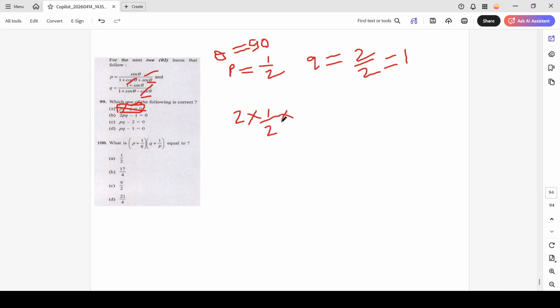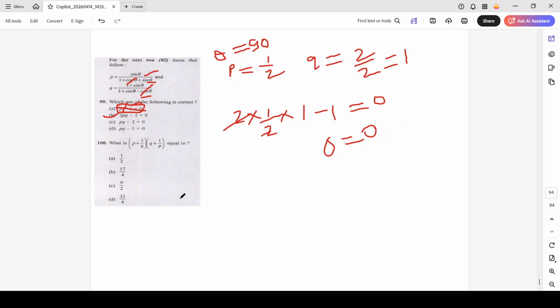Option A is wrong. Now in the second, 2 into PQ, 2 into 1 by 2 into 1 minus 1 is equal to 0. 2 cancels out 2, and 1 minus 1 is equal to 0. 0 is equal to 0. That means answer B is correct.